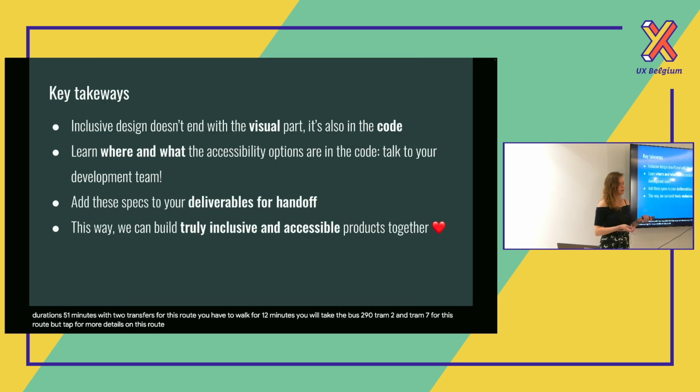So my key takeaways are that the inclusive design, it doesn't end with the visual part. There's also a large part of it in the code. So what we need to do as designers is to learn where and what the accessibility specifics are in the code, and therefore we just need to sit down with our development team and really collaborate and look where can we do this together. And then of course add the specs to your deliverables or handoff, so that we can build truly inclusive and accessible products together.